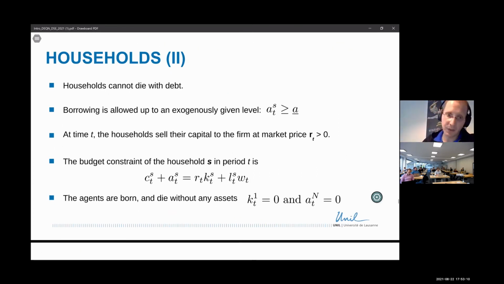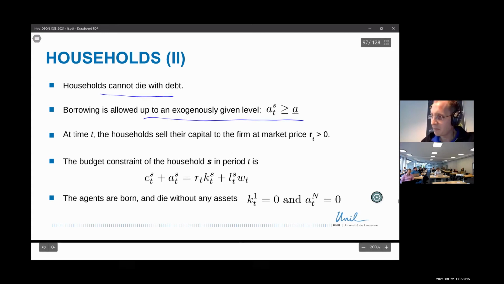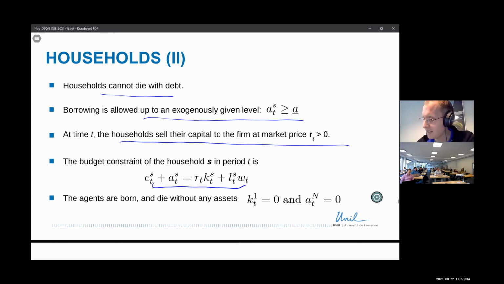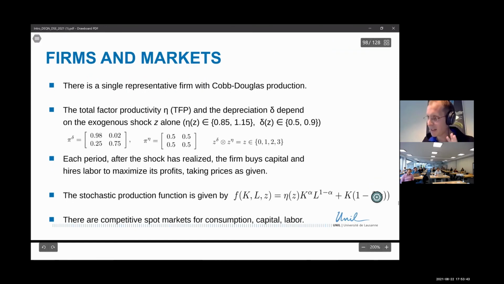Then there's a bunch of other standard assumptions, so households cannot die with debt. Then, to make it a bit more fancy, we have an exogenous borrowing limit to introduce a kink. Then the households sell their capital to the firm at the price R. Then we have the typical budget constraint. And finally, the agents are born and die without assets. So these are the principles of a very simple OLG model.